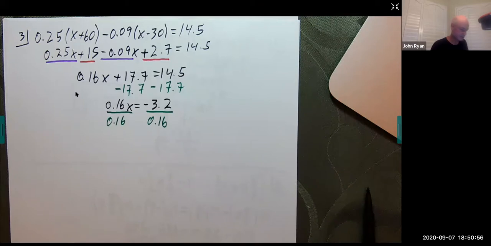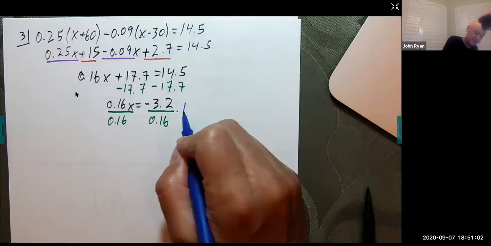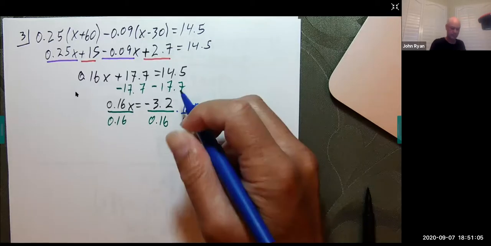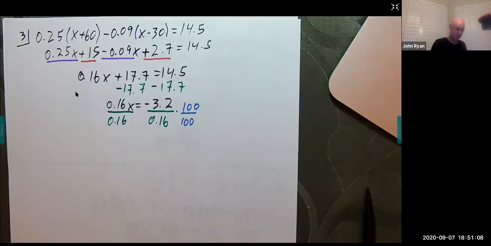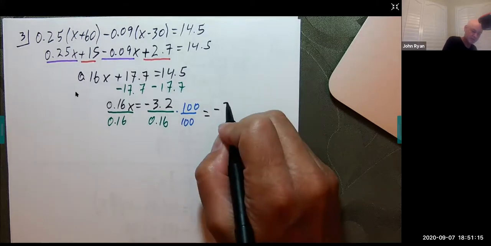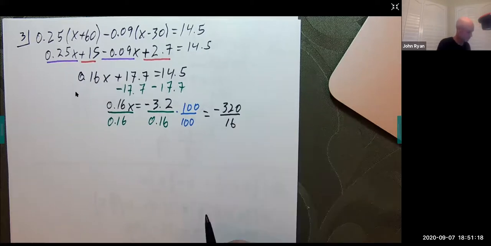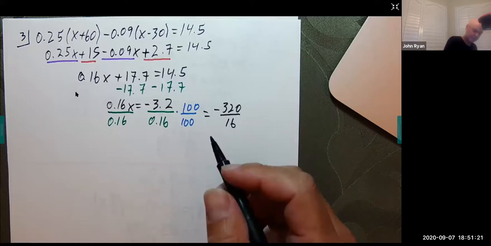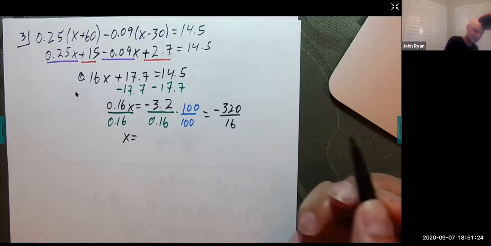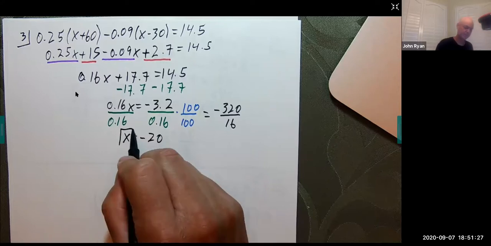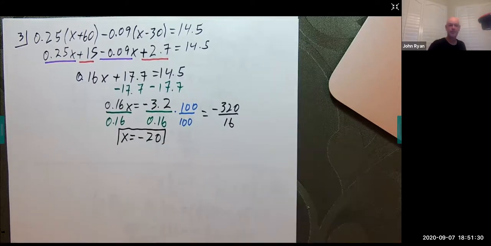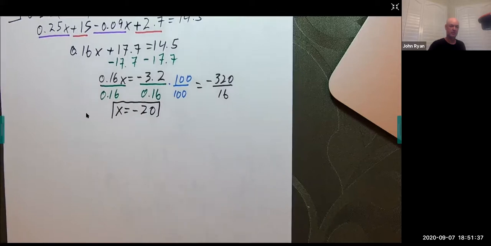And what I'm going to do on this is I'm going to get rid of the decimals when I divide, and I'm going to actually multiply by 100 to the top and bottom. That is going to give me negative 320 over 16. Which means x is now equal to a negative 20. You divide that out. Number 4.